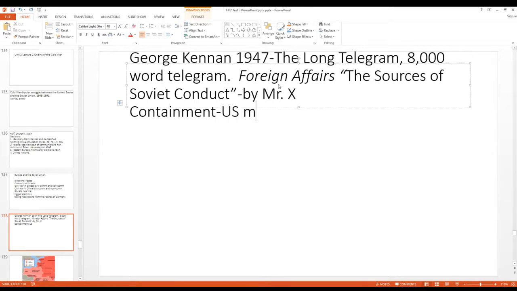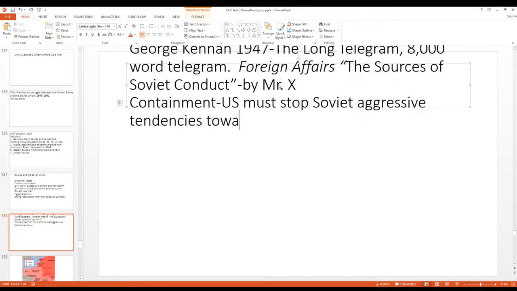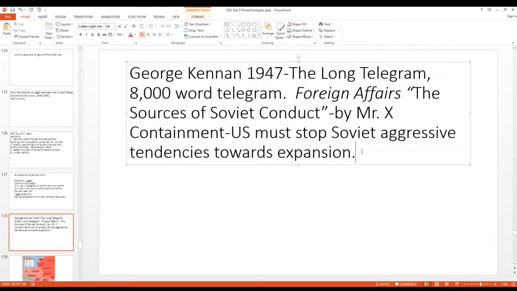That the United States must stop Soviet aggressive tendencies towards expansion. That if the Soviets are trying to move into a new area, then it's the job of the United States to stop them. And if that includes military, that's what we're going to use. If that includes using a bunch of money to try to fix the economy of whatever area the Soviets are moving into, we'll do that as well.